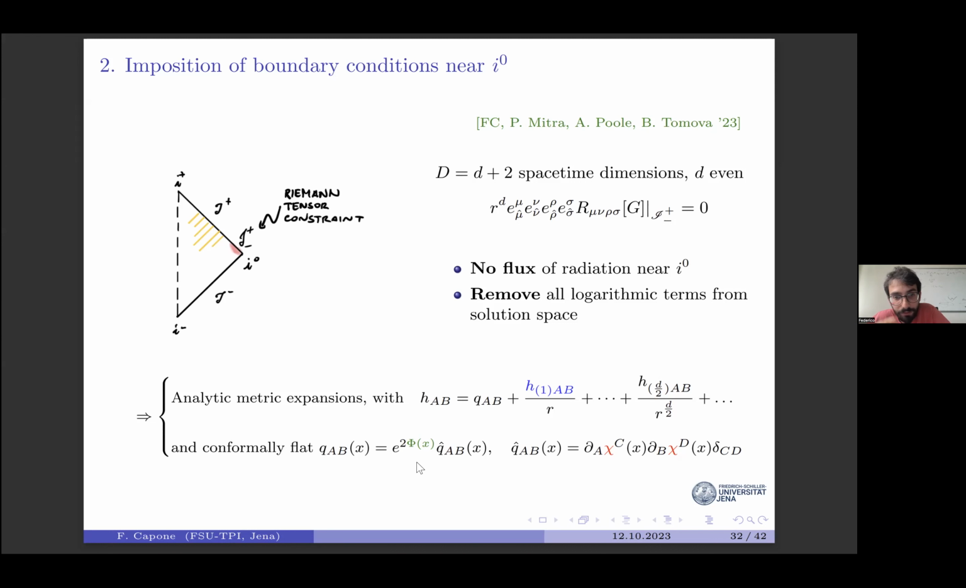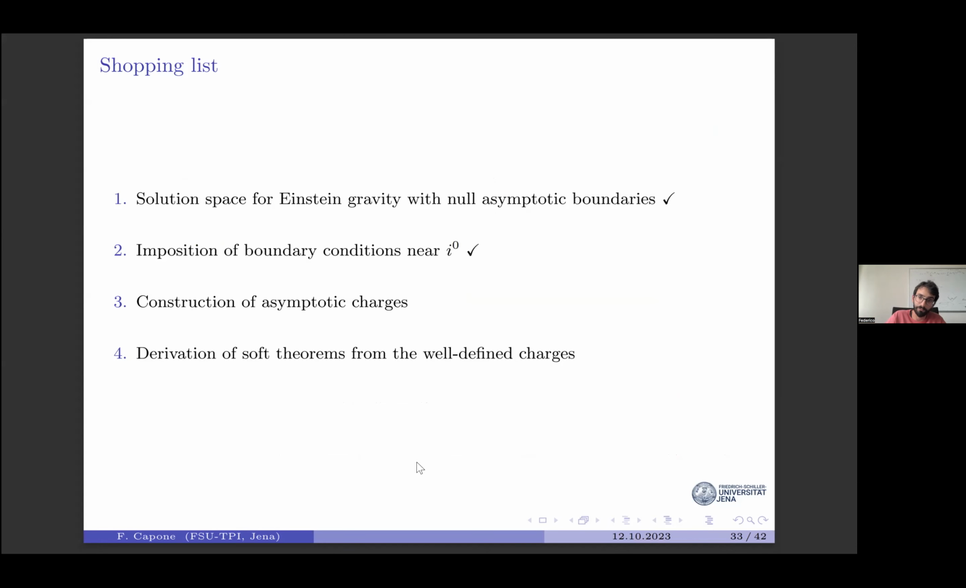The take-home lesson now is that we have imposed this kind of conditions near space-like infinity, and having done the first and second point, we are now ready to go and construct asymptotic charges. There is a question by Linda. Federico, exactly, before you move on, please.